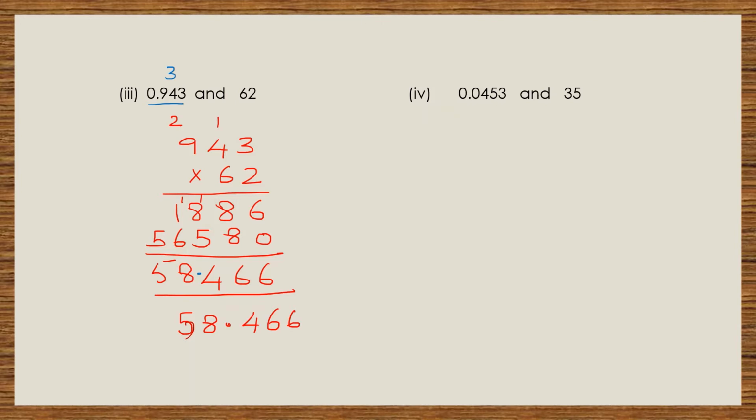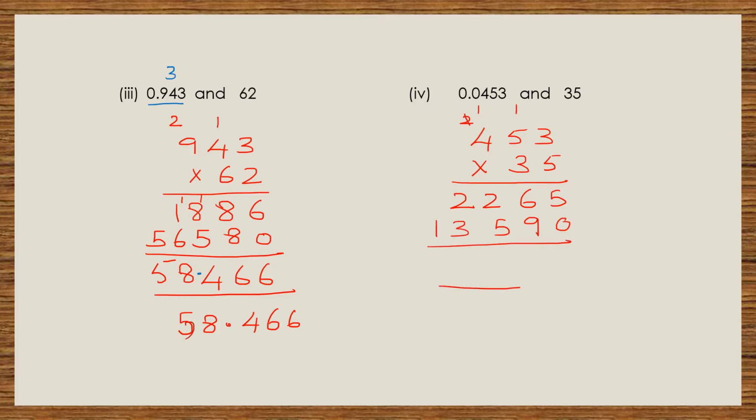Question 4. 0.0453 and 35. Ignore the point, I get 453 multiplied by 35. 5 threes are 15, I carry 1. 5 fives are 25, plus 1, 26, carry 2. 5 fours are 20, plus 2, 22. Second step, start with a 0. 3 threes are 9, 3 fives are 15, carry 1. 3 fours are 12, plus 1, 13.